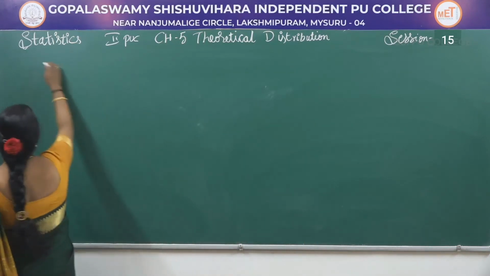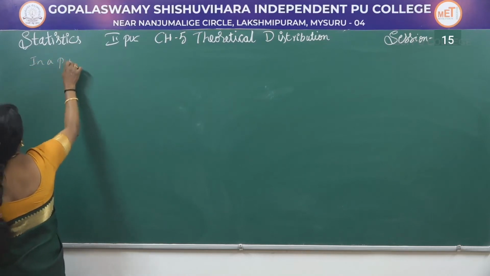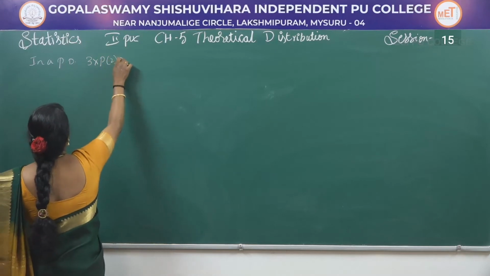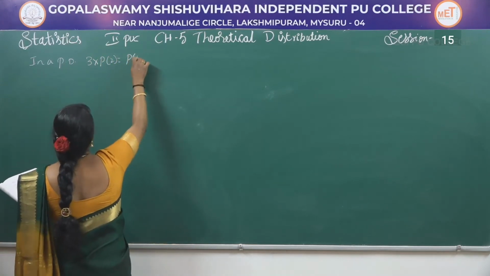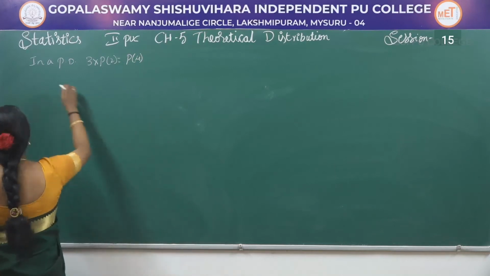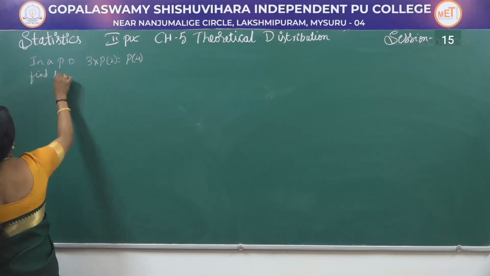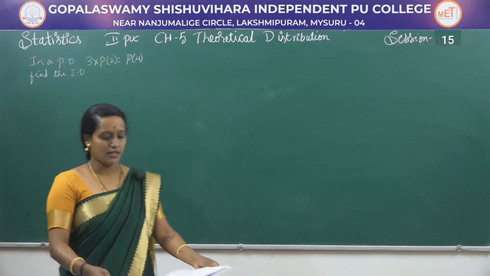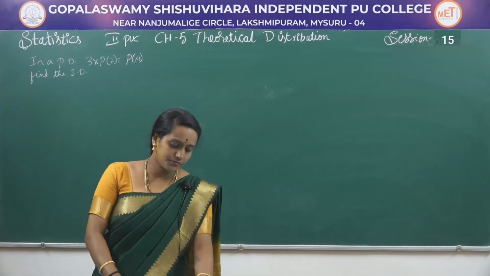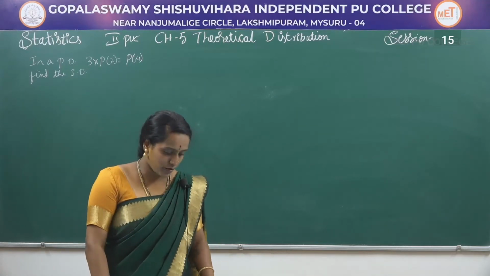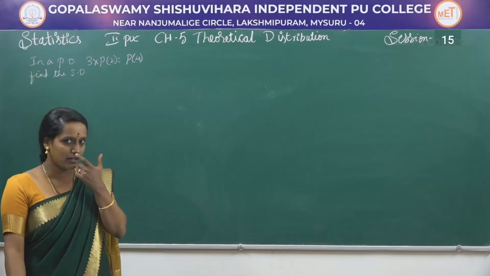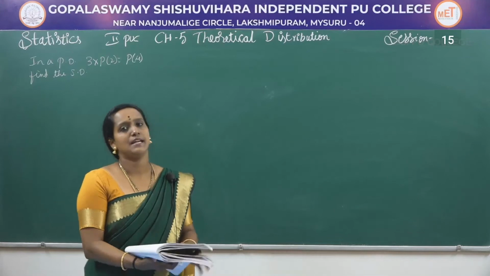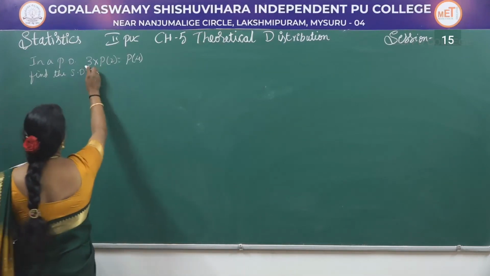In a Poisson distribution, 3 times probability of 2 is equal to probability of 4. Find the standard deviation. Okay, we have to find the standard deviation. Here we don't know the lambda value first. First we have to calculate the lambda value, then we have to find out the standard deviation. For that we have to use this relation.